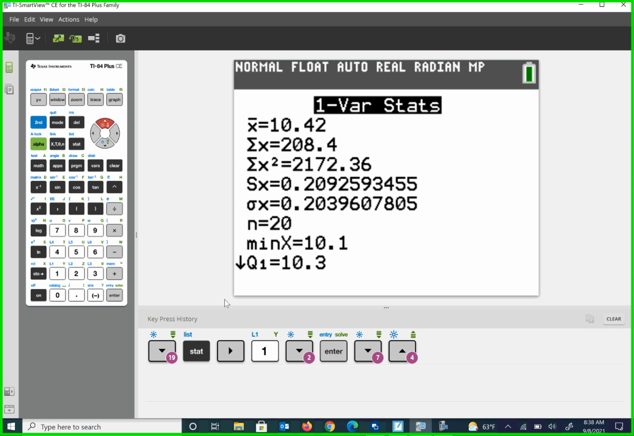Explain the meaning of the range. It's just what's our top score, subtract our bottom score. All of our scores will be within that region of space.